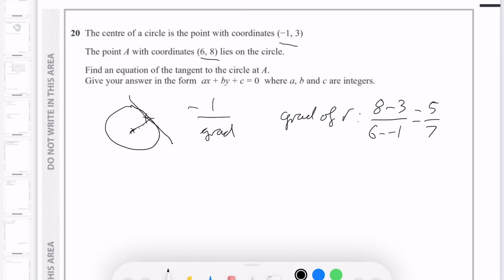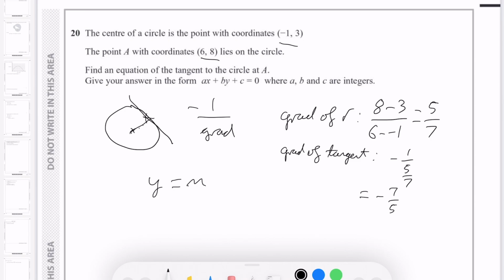If we now actually work out the gradient of the tangent that we're trying to calculate, we can do this as -1 over 5 over 7. Now, a useful trick when we're actually calculating this is you can flip the fraction, and then that is what 1 over something is. So this is the same as -7 over 5.